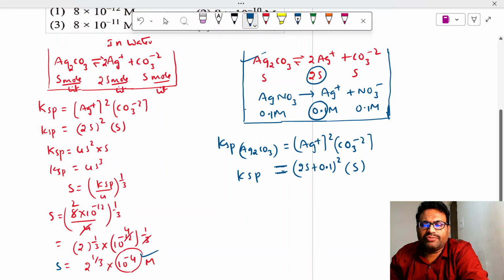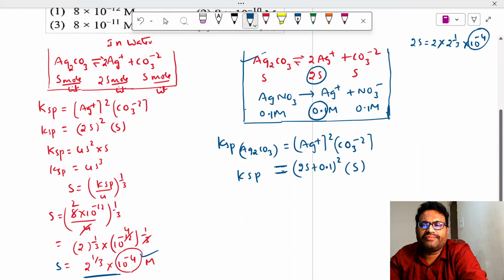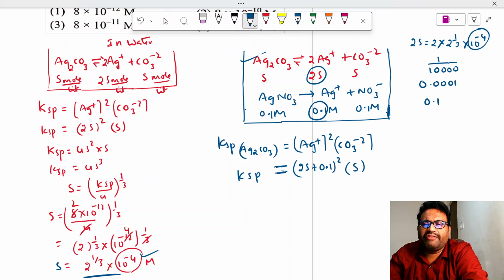Now you are comparing these two. What are you comparing? 2S. 2S is 2 into, before we have calculated S here, 2 power 1 by 3 into 10 power minus 4. So it is in the range of 10 power minus 4, which is 0.0001. Now compare this 10 power minus 4, equal to 0.0001, with 0.1.